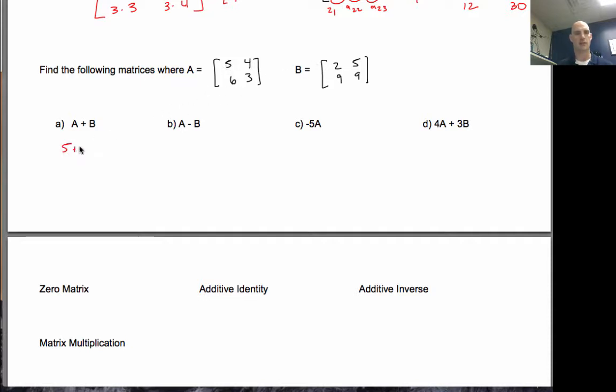So it's going to be 5 plus 2. My next element is going to be 4 plus 5, then 6 plus 9, and then 3 plus 9. And so when I break this down, I'm going to have 7, 9, 15, 12.